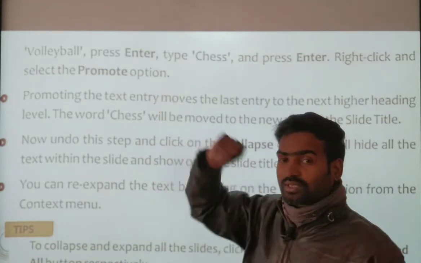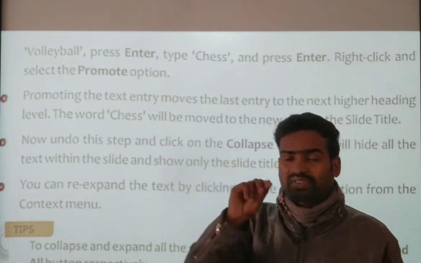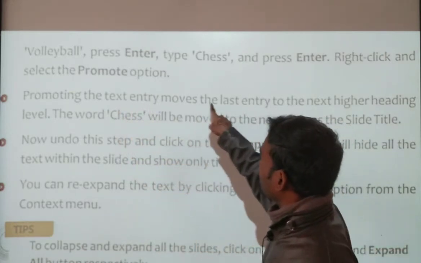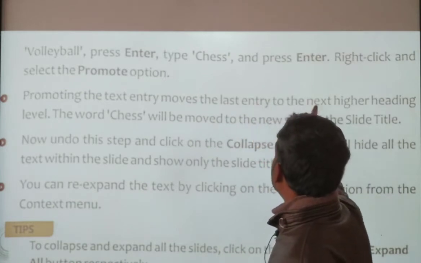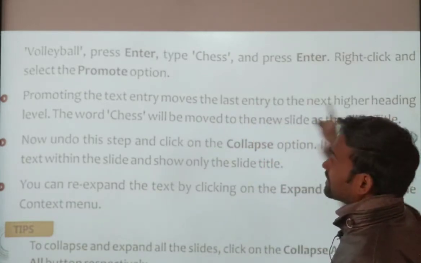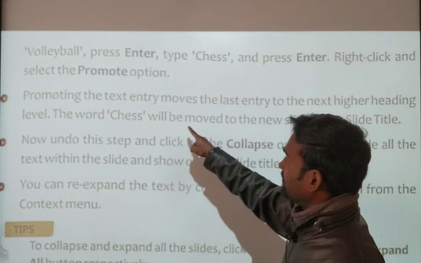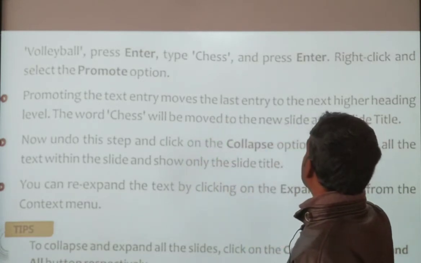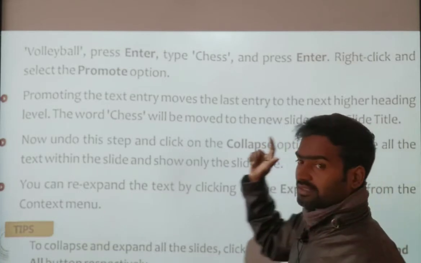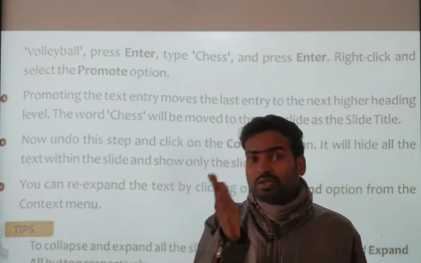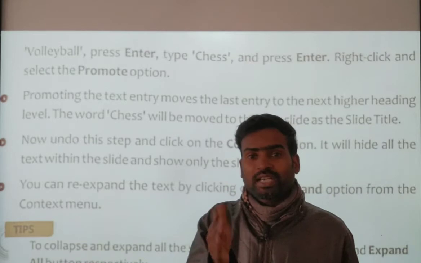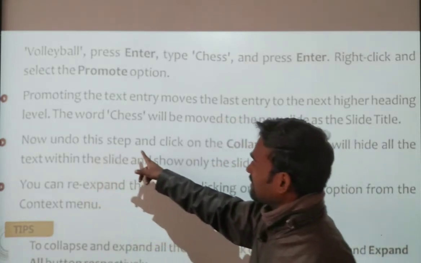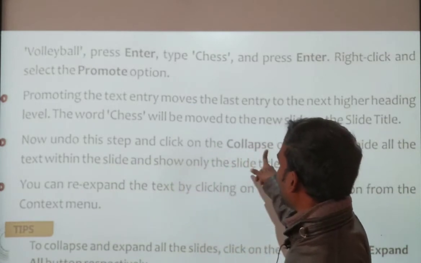So what happens when we click the promote option? Promoting the text entry moves the last entry to the next higher heading level. The word chess will be moved to a new slide as a slide title. So as I was telling, that will become a new slide title, right? So when we promote it, it will become a new title. Now undo this step and click on the collapse option.